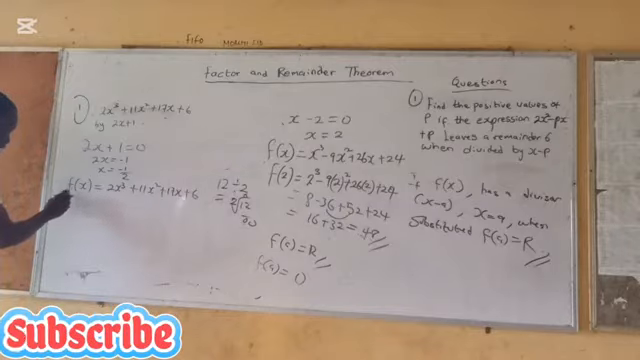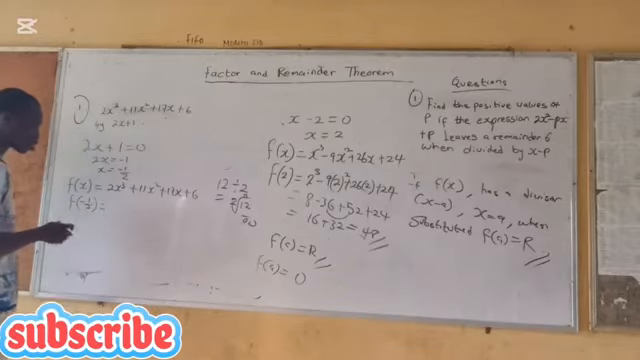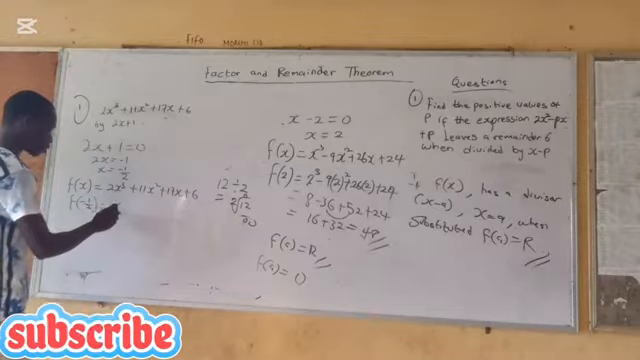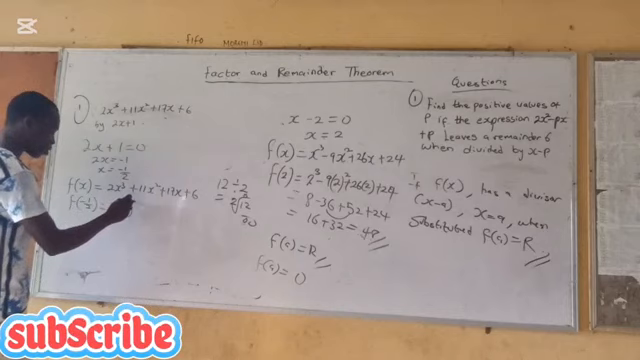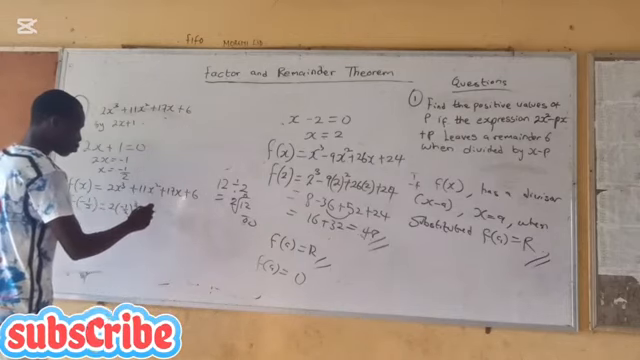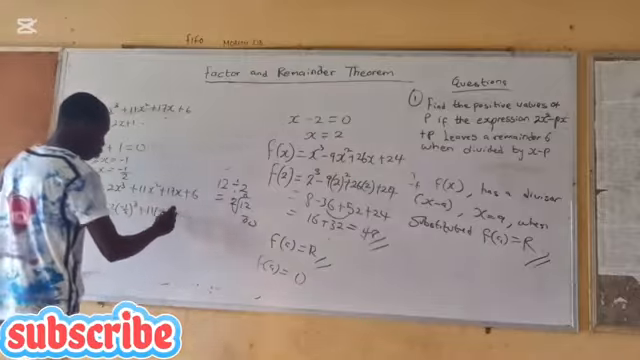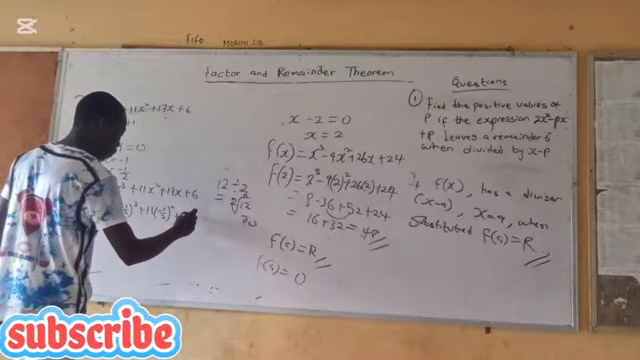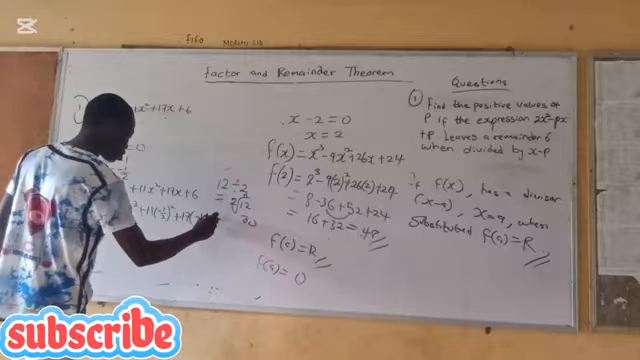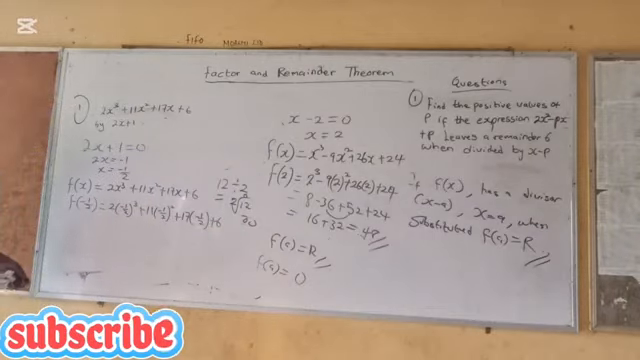So when you substitute the value of x, we are going to have f of minus 1 over 2 equals 2 multiplied by minus 1 over 2 raised to the power of 3 plus 11 multiplied by minus 1 over 2 raised to the power of 2 plus 17 multiplied by minus 1 over 2 plus 6. I hope you are getting it now.